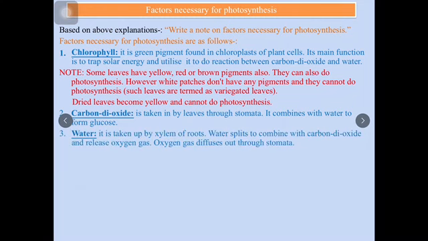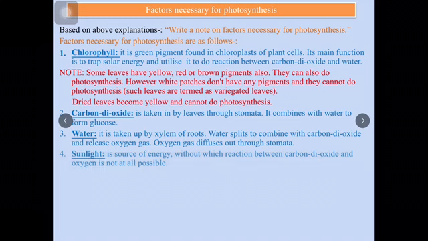Water is taken up by the xylem of the roots. Water splits to combine with carbon dioxide and it releases oxygen. So, oxygen gas which we are getting in the process of photosynthesis is coming from the water absorbed by the roots. This oxygen diffuses out through stomata. Whereas sunlight is the source of energy without which reaction between carbon dioxide and oxygen is not at all possible.